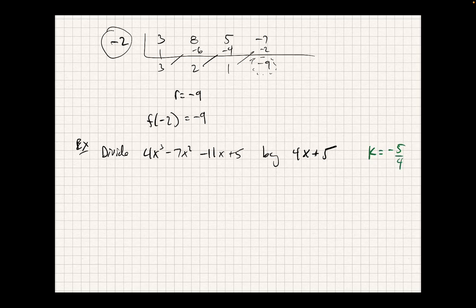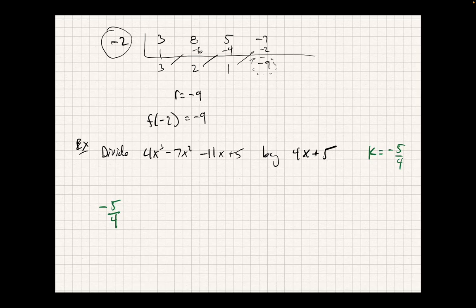So where does my negative 5/4 go? On the outside. The formula is x minus k, and because it's negative, it's 1.25. Can I just make it 4x plus 5? That's harder. It's harder to do decimals. Fractions are easier. But then I have to multiply them. Stick with fractions.